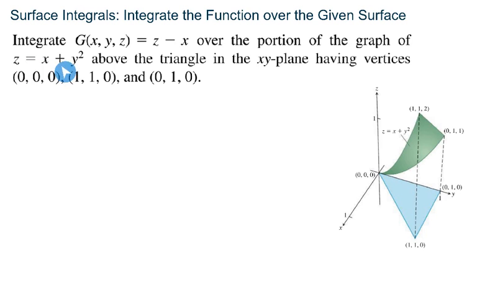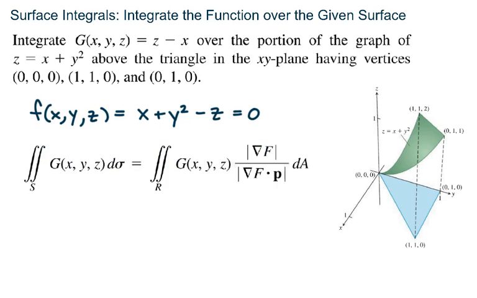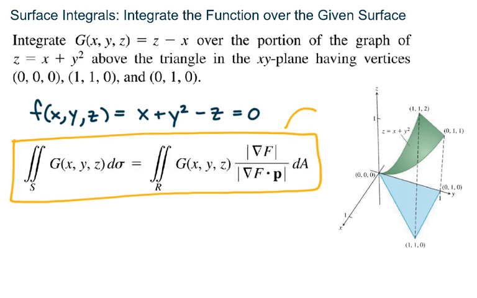The first thing we want to think about is how is our function defined? Because we have three different formulas. So if I wanted to write this as f of x, y, z, that would be f of x, y, z equals x plus y squared minus z equals 0. So we're going to say that this is defined implicitly. And if my surface is defined implicitly, we use this formula.